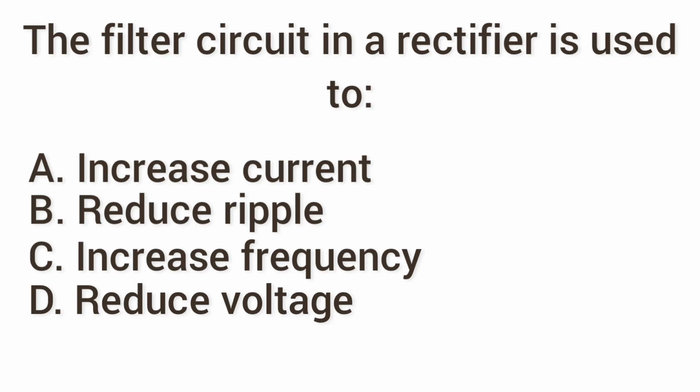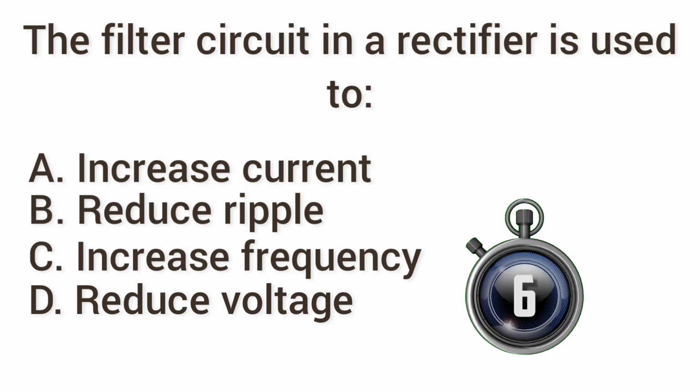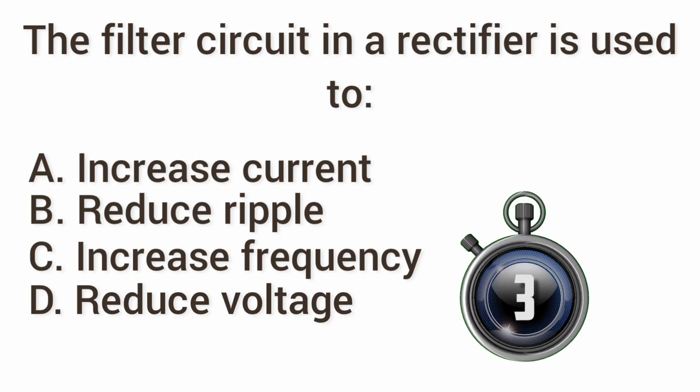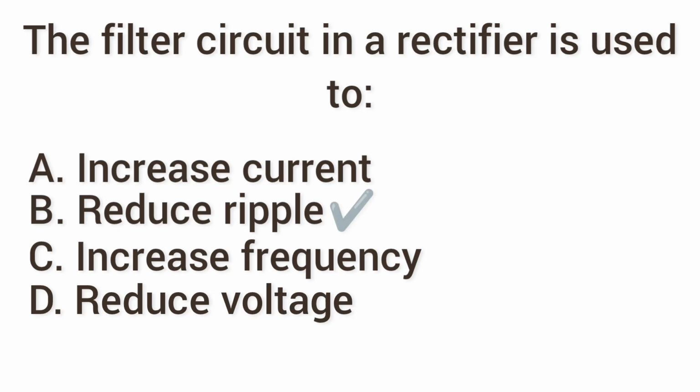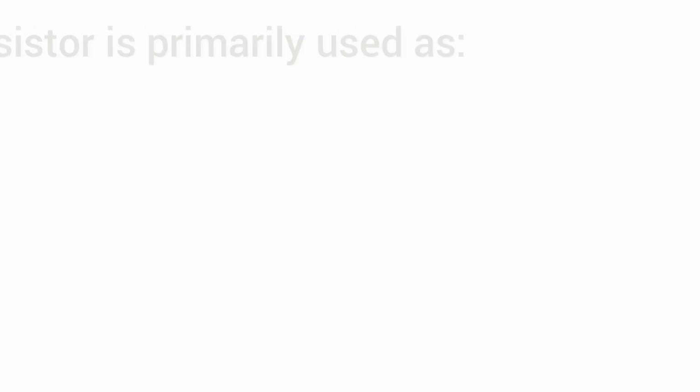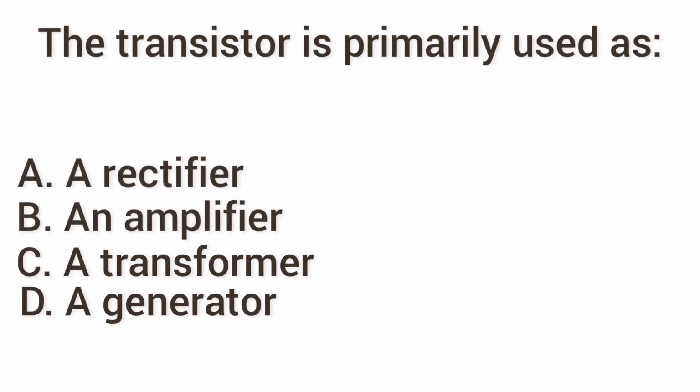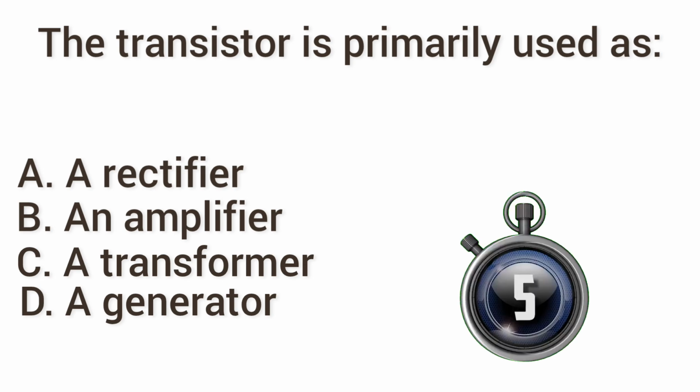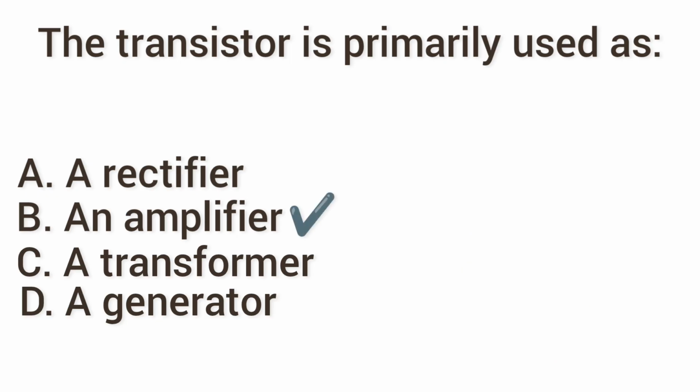The filter circuit in a rectifier is used to. Right option is B, reduce ripples. The transistor is primarily used as. Right option is B, an amplifier.